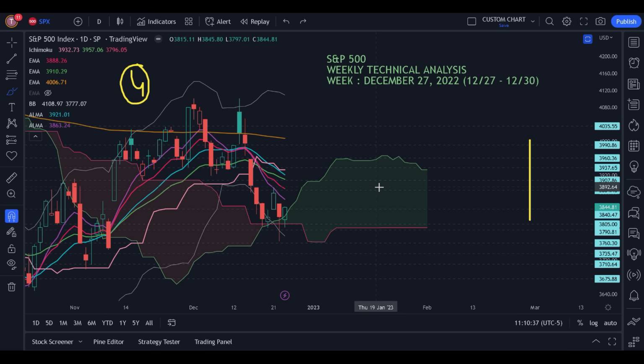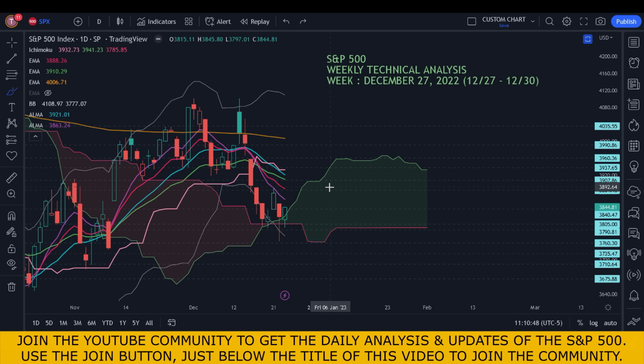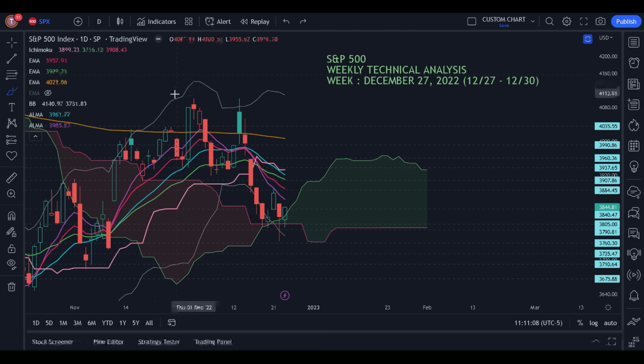Now guys, let's talk about the fifth point of the agenda of this S&P 500 technical analysis. The fifth point is the probable movement of the S&P 500 from December 27th, that is Tuesday, to December 30th, that is Friday. We are going to see how the S&P 500 is expected to move in the last week of December, the closing of this year.